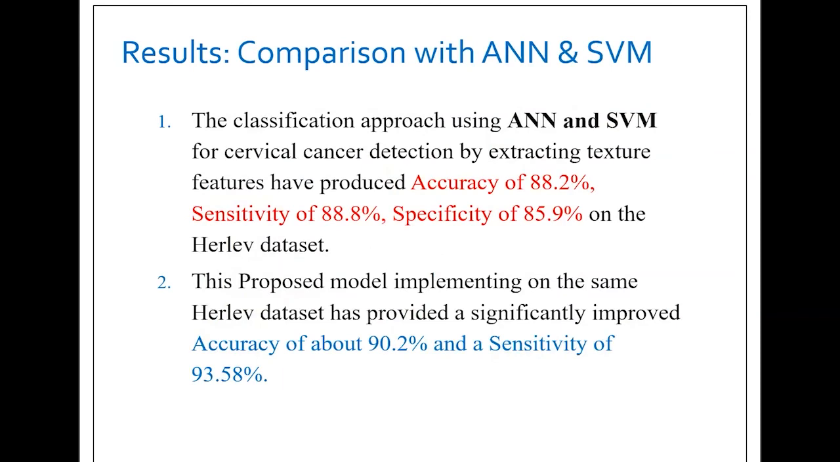This slide explains the comparative analysis of the accuracy of the existing model with this proposed one. Here, the classification approach using an ANN and SVM for cervical cancer detection by extracting text-based features has produced an accuracy of 88.2%, sensitivity of 88.8% and specificity of 85.9%. But this proposed model provides an improvement in accuracy and sensitivity, with an accuracy of 90.2% and a sensitivity of 93.58%.